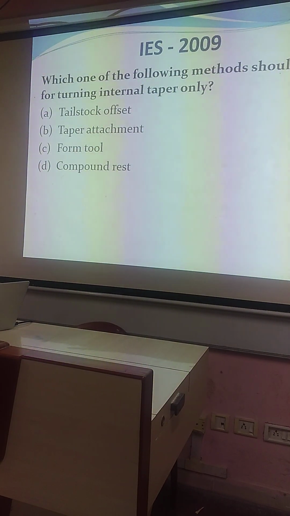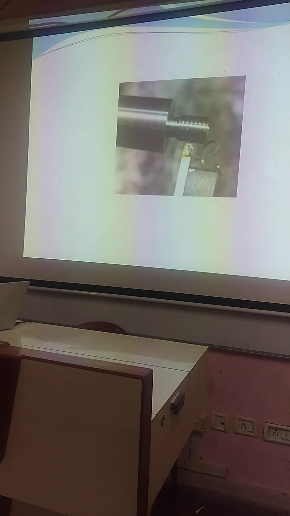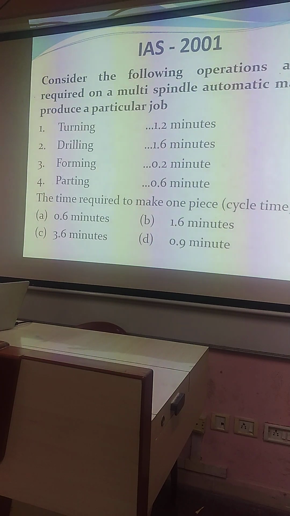These are the questions on the taper, internal taper. Time required for calculating the thing. Consider the following operation and time required on a multi-spindle automatic machine to produce a particular job: turning 1.2 minute, drilling 1.6 minute, reaming 0.2 minute, parting. The time required to make one piece will be.